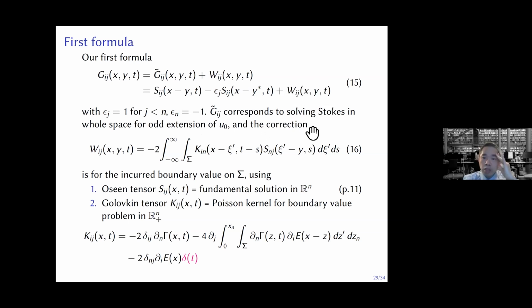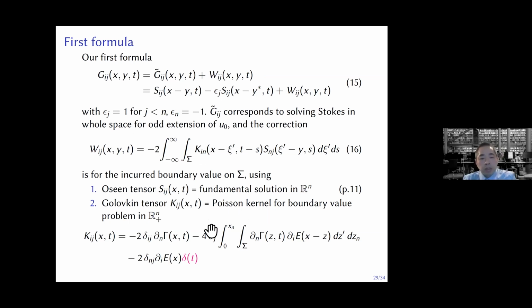And then Wij is a correction term. It is introduced there to take care of the boundary value on sigma, because if you use these two terms to construct a solution in whole space, its value on the boundary will not be 0. So we need some boundary potential to take care of this. Here, this is the boundary potential. S is the Gaussian tensor, the fundamental solution in Rn, and Kn is the Golovkin tensor, which is the Poisson kernel for boundary value.